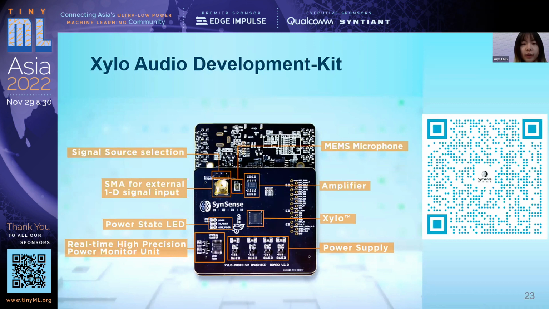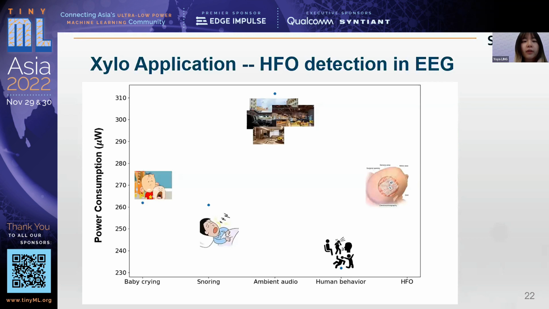Okay, I can show you this one. The power consumption for all the demos I showed is very low, from about 200 to 300 microwatts. This is the chip's power consumption. I see. So it's okay. Got it. So it's the active power, right? It's inference power. Okay, got it.